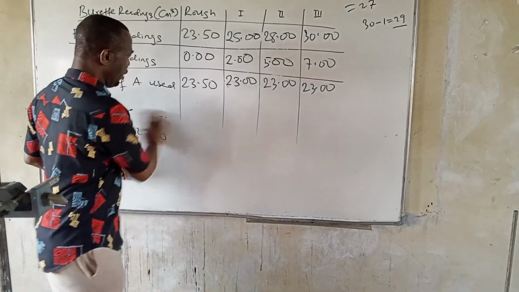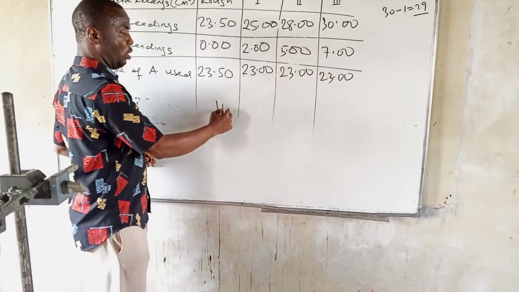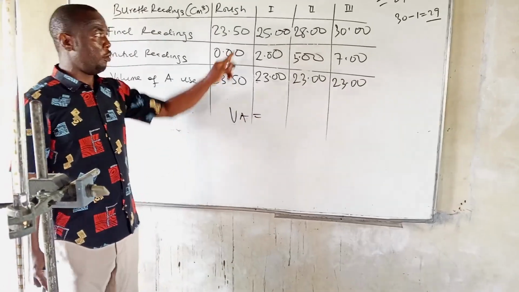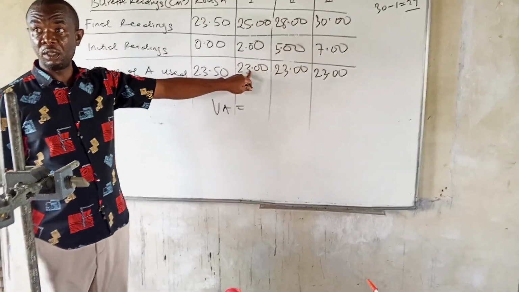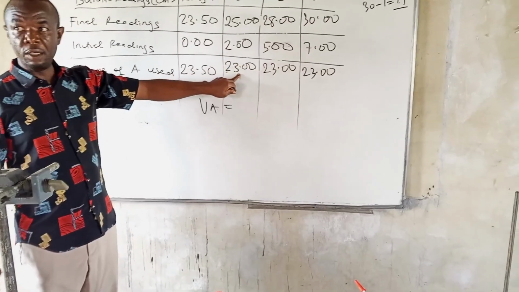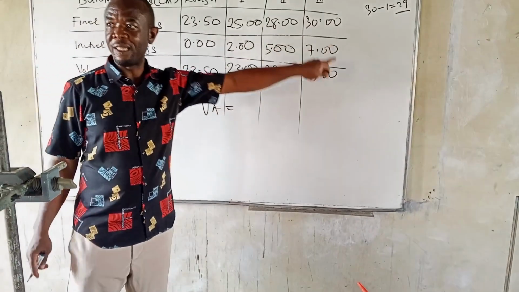So how to find our VA? To find our VA now, what do we do? We ignore the rough. The rough is not used because the rough is far above the other readings. You take 1, 2, and 3.